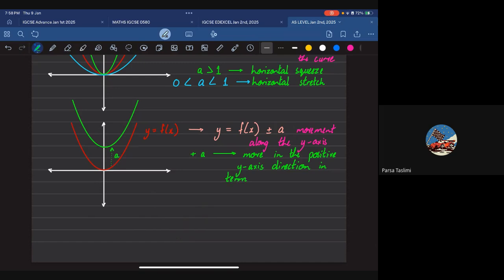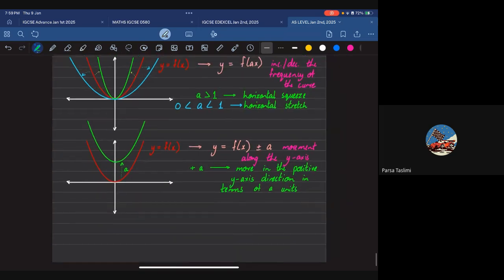So let's just say that a is equal to 5, for example. You're adding 5 to the entire equation. So what's going to happen? You're going to shift your graph up 5 units, move in the positive y-axis direction in terms of a units.